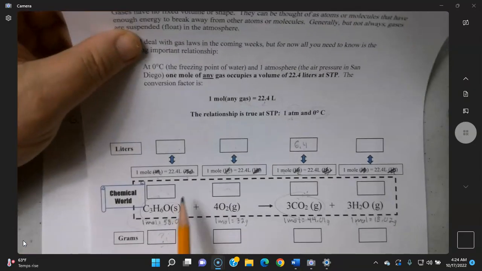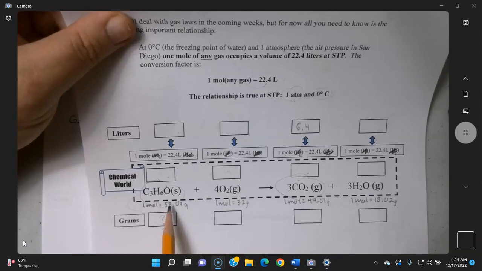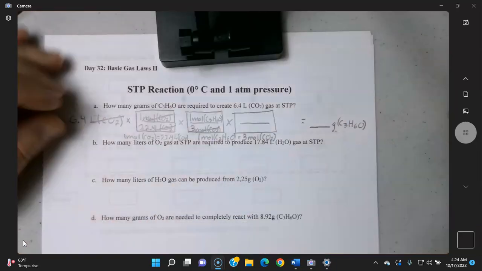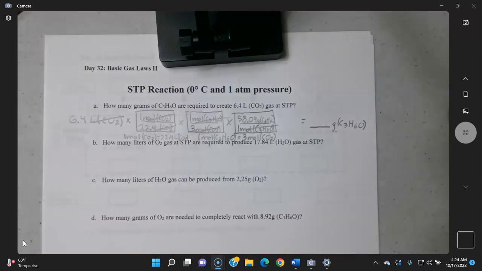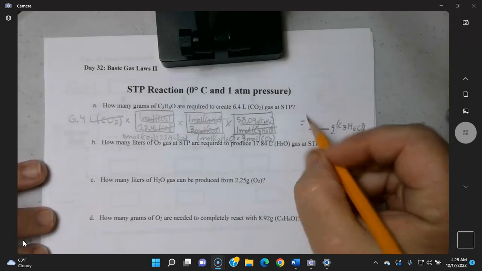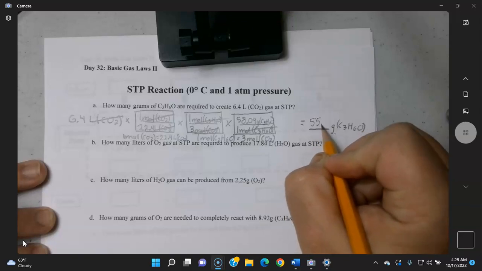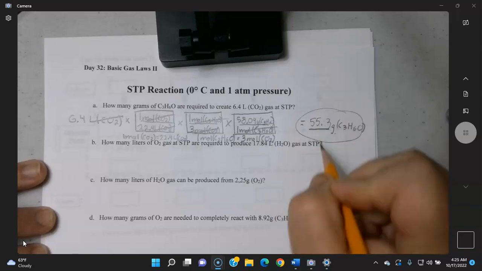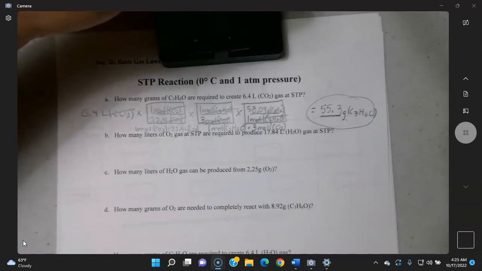Now we're sitting in the box of moles of C3H6O, and we need to use the molar mass to get us to our final answer of grams. We multiply everything on top and divide by everything on the bottom. And we are left with 55.3 grams. And that's our final answer. Okay? All right.